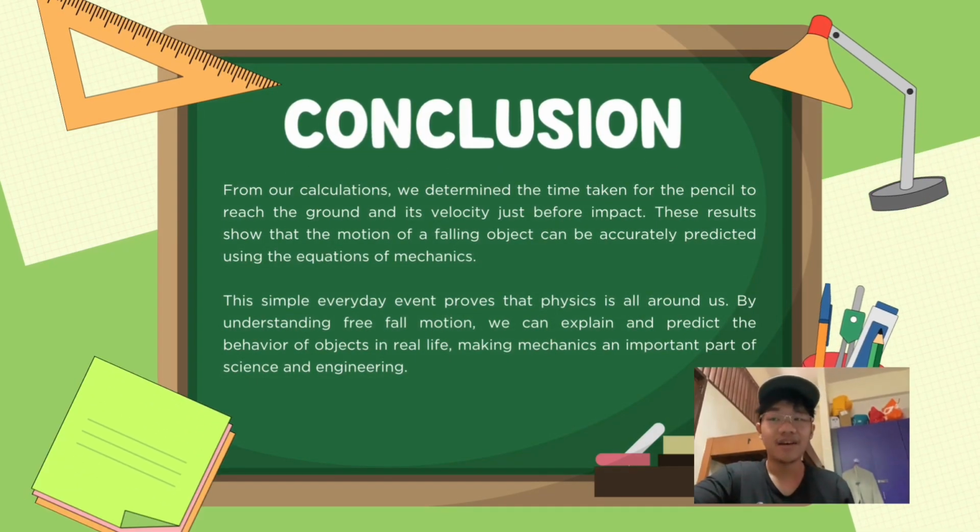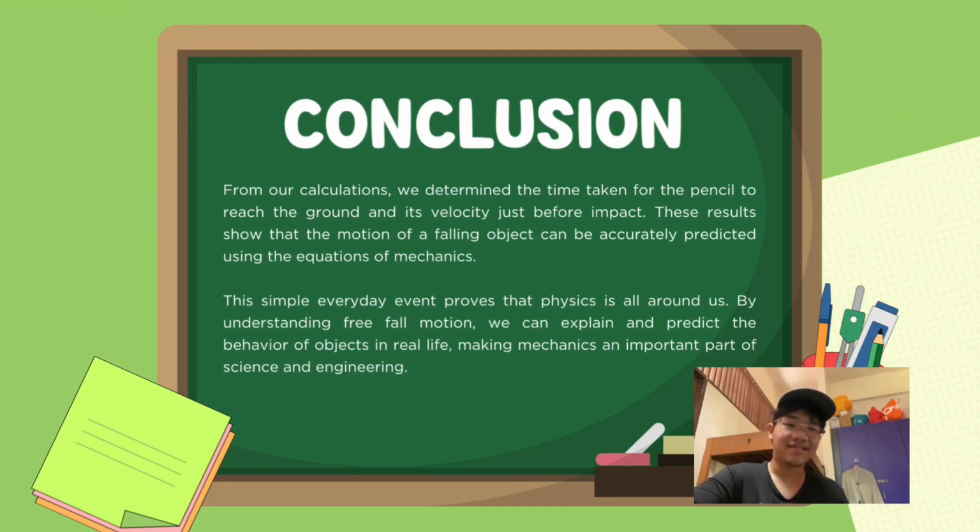In conclusion, from our calculation, we've determined the time taken for the pencil to reach the ground and its velocity before impact. This result shows that the motion of a falling object can be accurately predicted using the equations of mechanics. Simple everyday events prove that physics is all around us. By understanding free fall motion, we can explain and predict the behavior of an object in real life, making mechanics an important part of science and engineering.